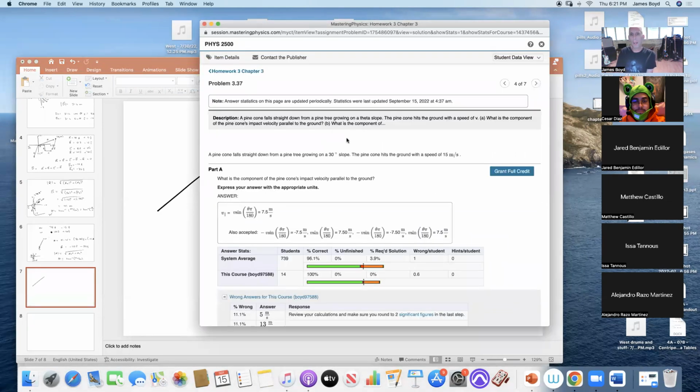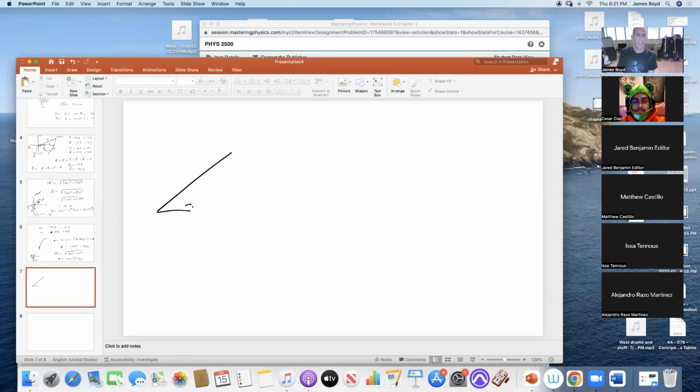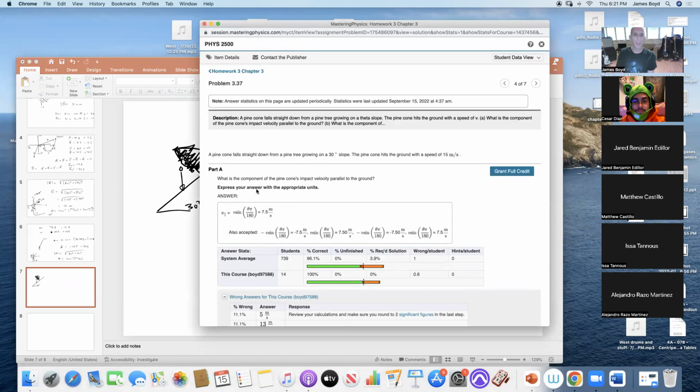So in this problem, we have a pine tree that's growing on a slope that's 30 degrees. And the pine tree, we're assuming, is growing like this. I could make it look more like a pine tree, but whatever. And a pine cone is going to fall and hit the ground, okay? Now, what is the component of the pine cone's impact velocity parallel to the ground?